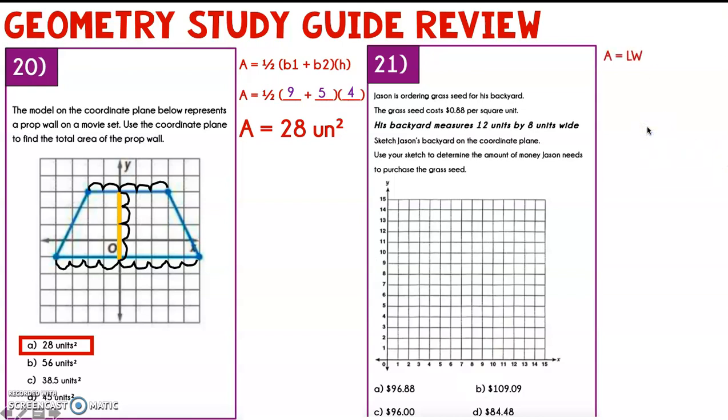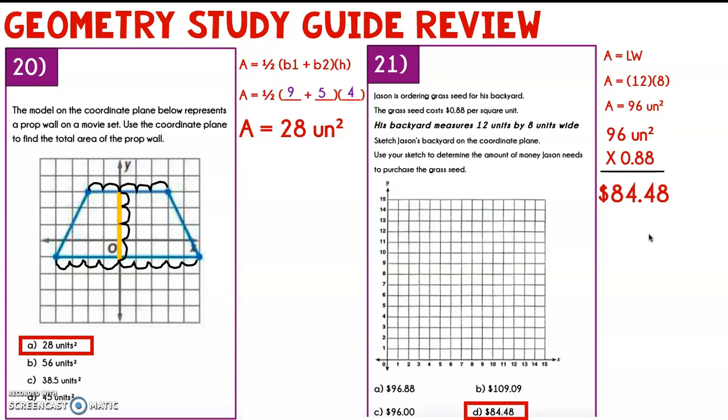So to do that, we would use length times width, because it tells us that it's 12 units by 8 units, so we know it's a rectangle. We can fill that in. So it's 12 units long times 8 units wide. So that gives us an area of 96 units squared. But that's not our answer, because it says it costs 88 cents per square foot. So we're going to take our 96 units squared, and we're going to multiply it times 88 cents, and we get that it costs $84.48 to put down his grass seed.